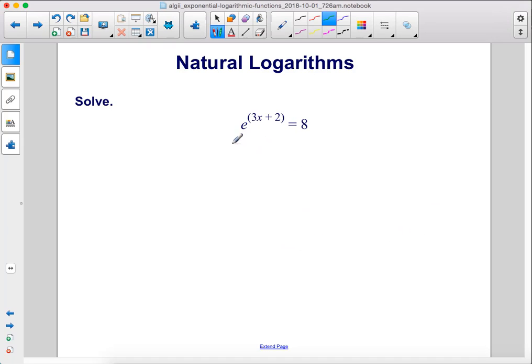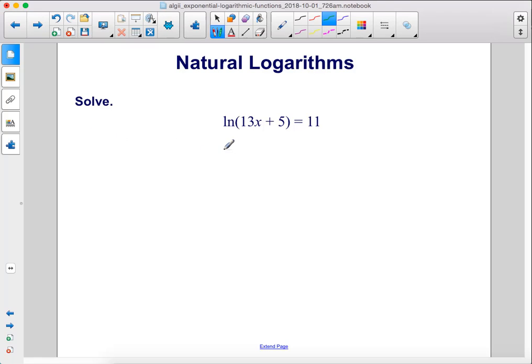Solve. e to the 3x plus 2 equals 8. First, we'll take the natural log of both sides, and this cancels out with this e, leaving us with 3x plus 2 on the left side and the natural log of 8 on the right side. Then we just solve for x, put it in your calculator to find the natural log of 8, and we get x is approximately equal to 0.0277.